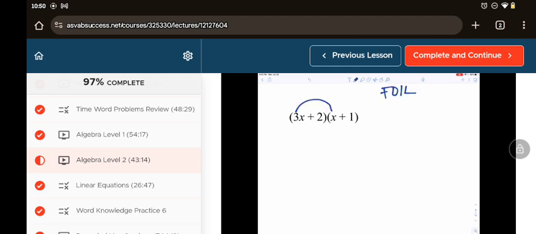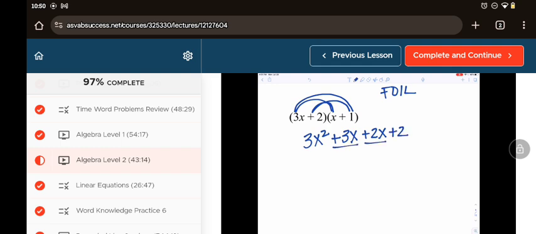I'm going to write it here so we can remember. First times the first, 3x times x is 3x squared. Outer times the outer, 3x times 1 is just positive 3x. Inner times inner, positive 2 times x is positive 2x. And last, positive 2 times positive 1, positive 2.